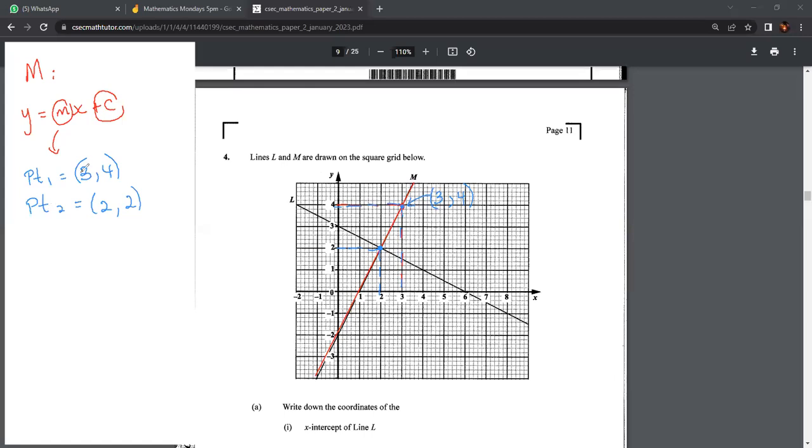Now, in order for me to find my gradient, I'm going to use the formula M is equal to y2 minus y1 over x2 minus x1. So I label them. This is point 1, so I can name this x1, y1. This is point 2, so I'll name it x2, y2. So I'm going to substitute it into my formula.